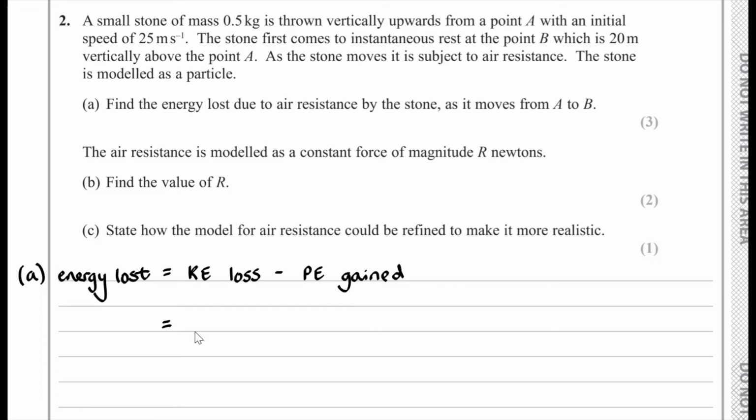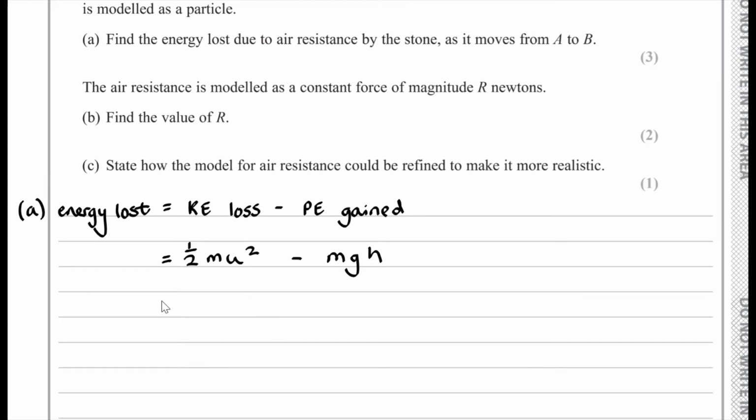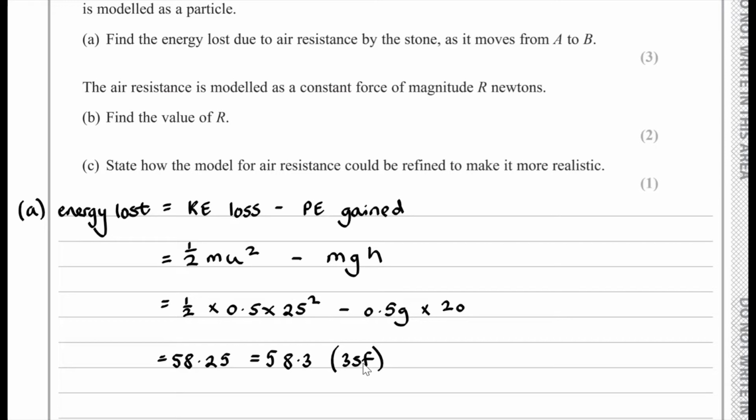Now, kinetic energy, that's 1/2 mv squared. Potential energy, that's mgh. And subtracting these and substituting in the values, we have 1/2 times 0.5 times 25 squared minus 0.5 g times 20. And if we work this entire thing out, we end up with 58.25, which if we want to write that to 3 significant figures, we have 58.3 joules.